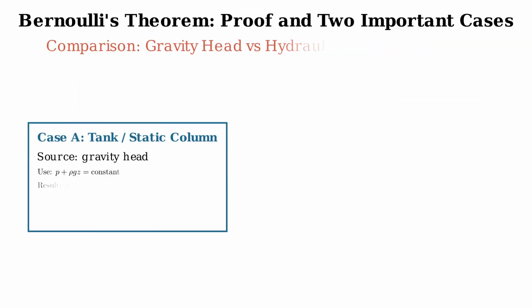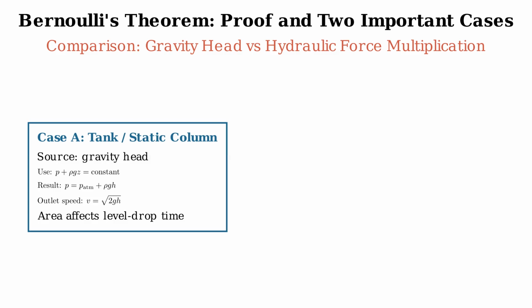Let us compare the two cases. In the tank or static column, pressure differences come mainly from gravity and height. We keep the rho g z term. Pressure increases with depth, and this pressure head can create outlet velocity. The area of the tank does not change the pressure at a given depth, but it changes how fast the height falls and therefore how the drainage time evolves.